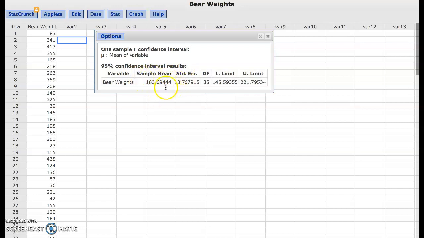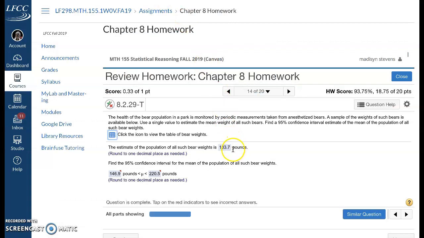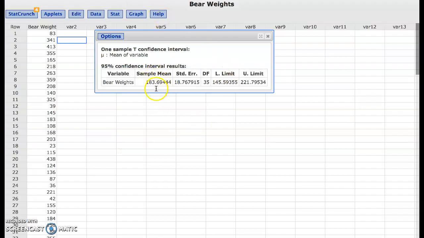The sample mean, which is what we were trying to find for the first half of this question, is 183.69, which you'll have to do some rounding depending on how much your teacher wants for the class, how many of the decimals they want. For my Chapter 8 homework, they wanted 1 decimal place, so that's how they rounded things up.